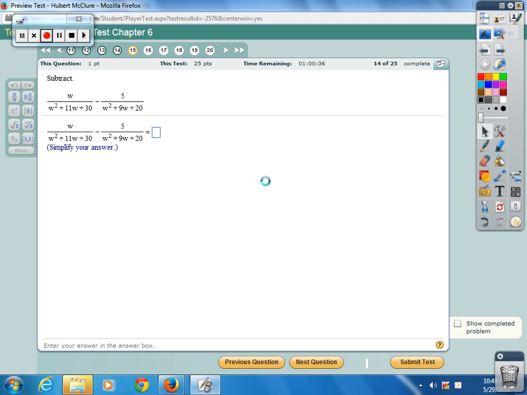Why do you have to be careful on this one? The minus symbol. The minus symbol will mess you up if you're not careful.